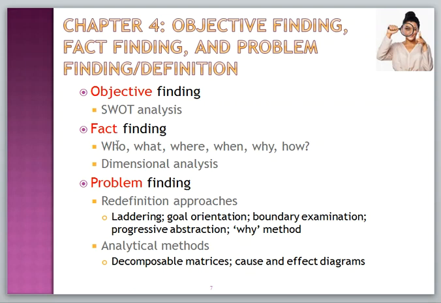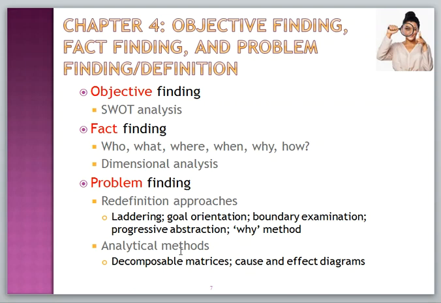When we introduce each of these stages, we will concentrate on tools used for each stage. For example, in objective finding, we will have SWOT analysis as a tool or technique used for that. In fact finding, we will have these 2 tools. And then in problem finding, we have many tools categorized into 2 categories: redefinition approaches and analytical methods.